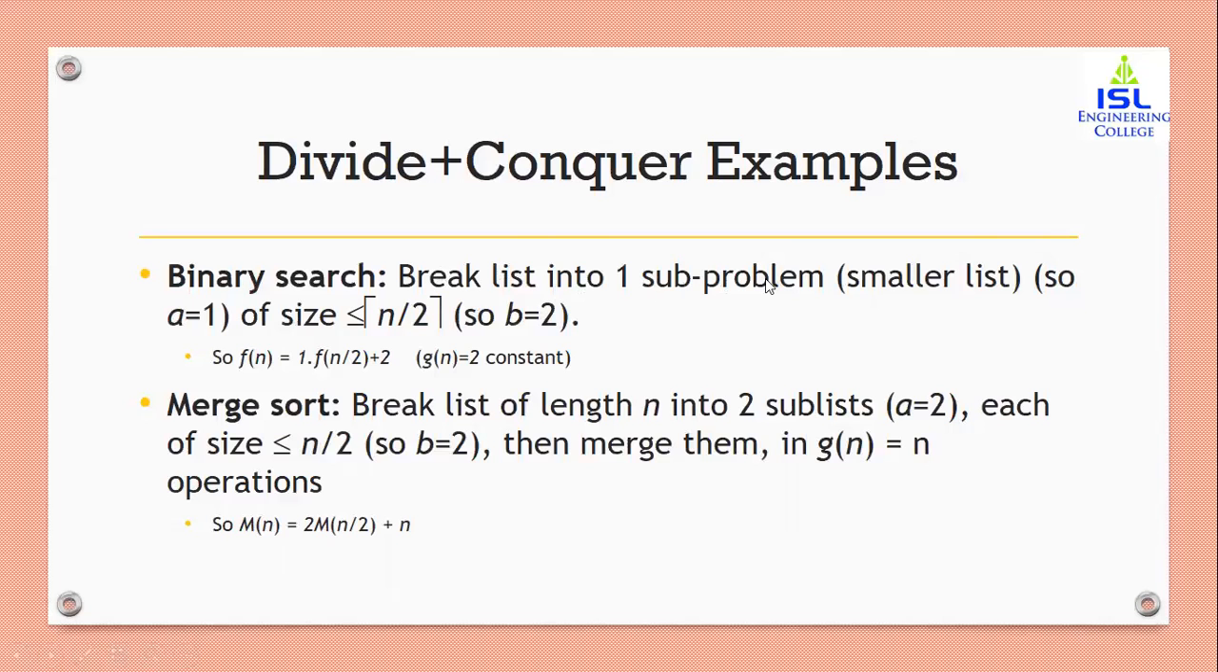Break the list into one subproblem, which is the smaller list. So a is equal to 1. What will be the size? Size will be n by 2, especially when n is even. When n is odd, we take either the floor value or the ceiling value depending upon the programmer's choice. So b over here is 2, plus 2, which is g of n, a constant, the two comparisons which we need.